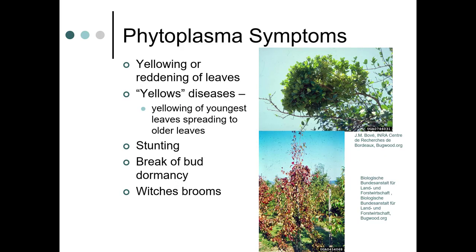So some of the symptoms you will see: yellowing or reddening of leaves. There are phytoplasma diseases that are yellows diseases, and yellowing occurs on the youngest leaves, spreading to the older leaves. That's how you could tell that it's not necessarily a nutritional deficiency, because that would not be spreading. Stunting, break of bud dormancies, witch's brooms.